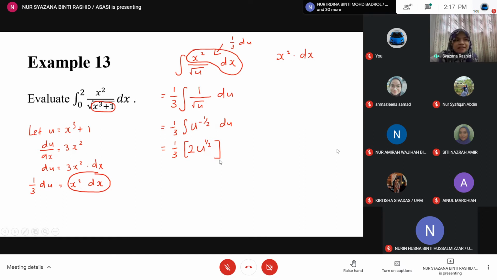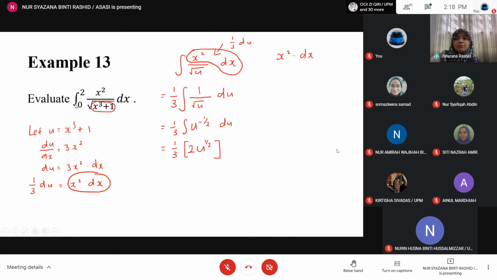So bila definite integral, your answer does not contain plus c, but your answer must be a real number. So how do we solve this one? They give us 0, 2. But remember, 0, 2 belong to x. So we cannot simply use it here, because now we are using u, variable yang baru. So kita tidak boleh guna 0, 2.